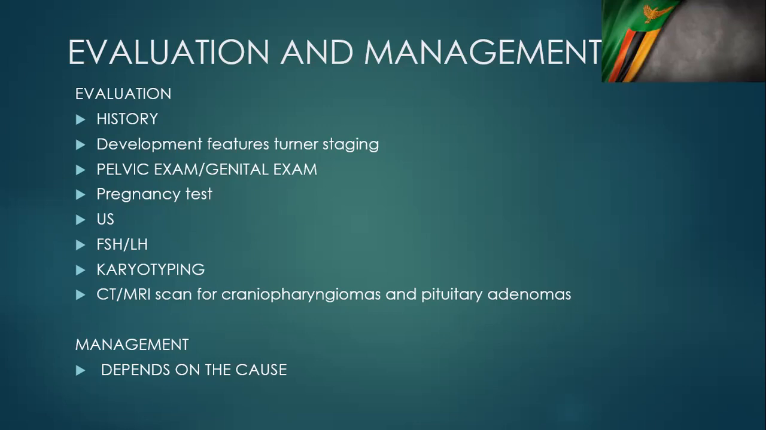Hypergonadotrophic hypogonadism and hypogonadotrophic hypogonadism. So those are the two. You just need to remember that if you have hypergonadotrophic hypogonadism, FSH is like this. If you have the other one, it's like that. So that's the last thing I think I can say about amenorrhea. Then I'll ask you to ask me some questions.